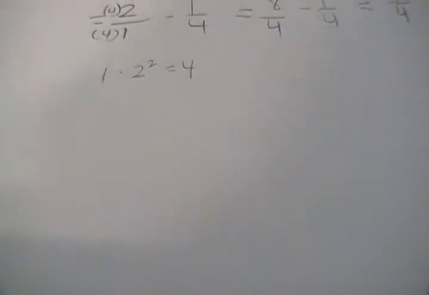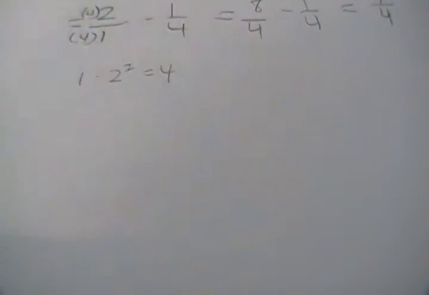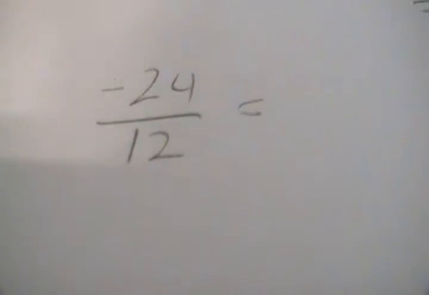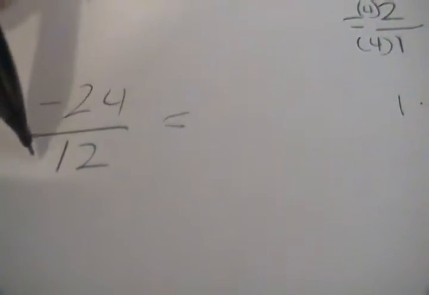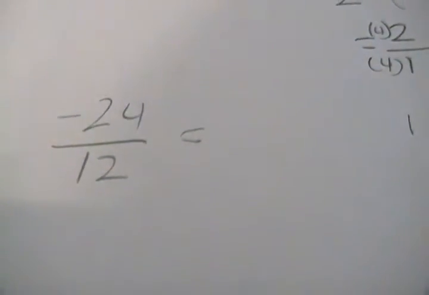Okay, so let's move on to dividing and multiplying rational numbers, or just fractions. So for example, we have negative 24 over 12, right? You can obviously divide these. However, the rule is if you have a negative number on the numerator and then a positive in the denominator, then the whole number becomes a negative number.